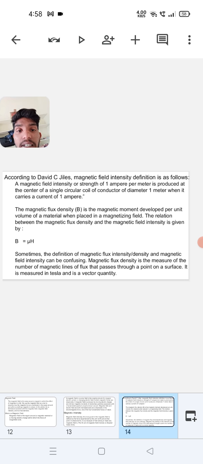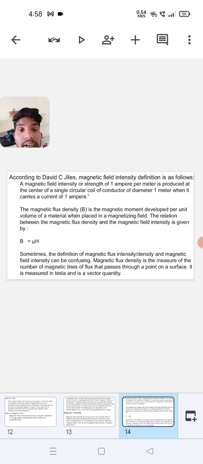The magnetic flux density B is the magnetic moment developed per unit volume of a material when placed in a magnetic field. The relation between the magnetic flux density and the magnetic field intensity is given by B equals mu H. Sometimes the definitions of magnetic flux density and magnetic field intensity can be confusing.